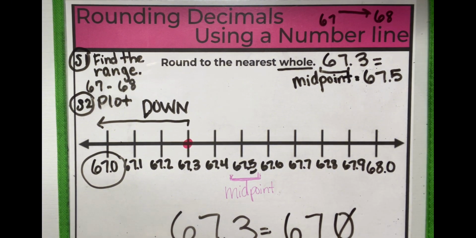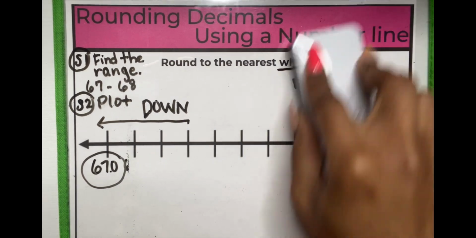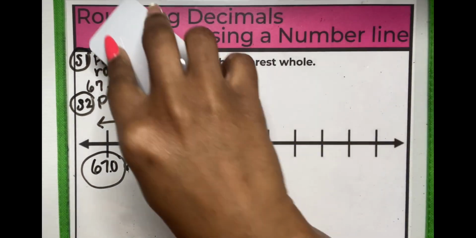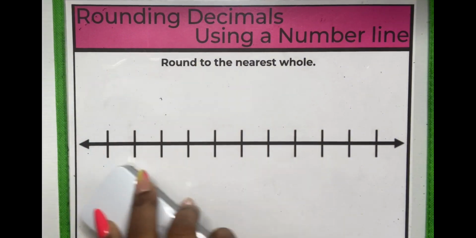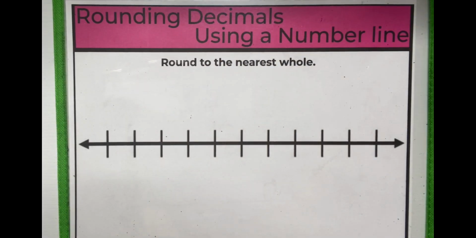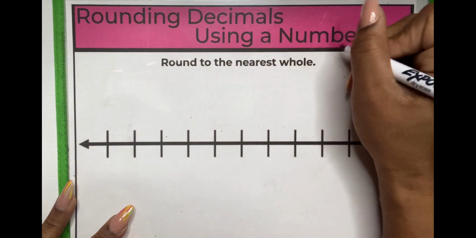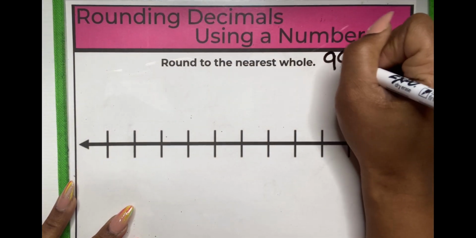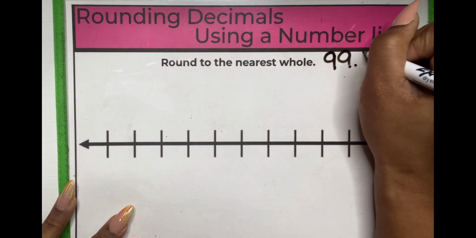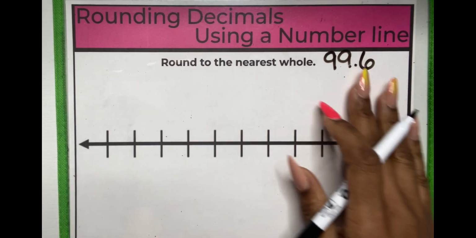All right, pause the video. We're going to do another example. Remember, this is our extended practice. Review this video as much as you need to in order to master this skill. All right, number 2, we're going to round 99 and 6/10 to the nearest whole.